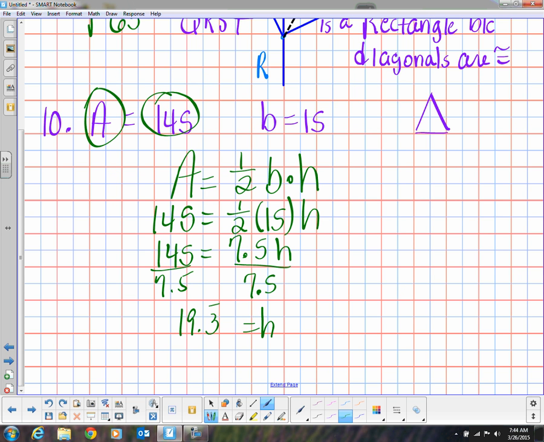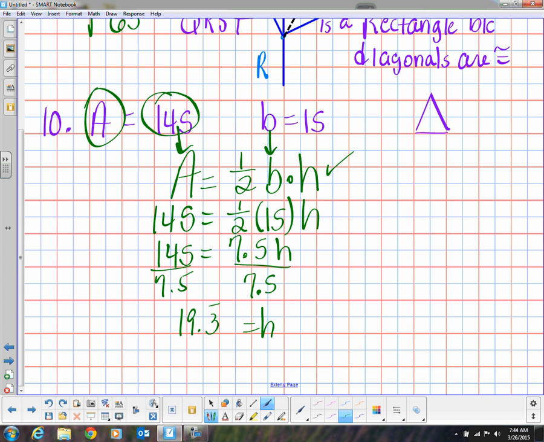So the key is to identify your formula, write the formula, and then you can go from there and say, oh, well, that plugs there, I can solve for h. You do have one of these on your test. That's why I put 2 on the worksheet. Next.